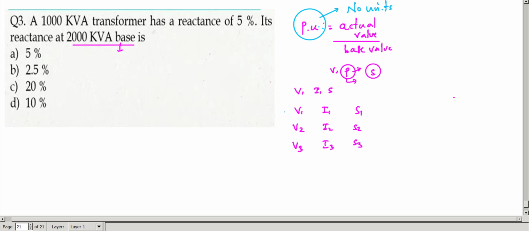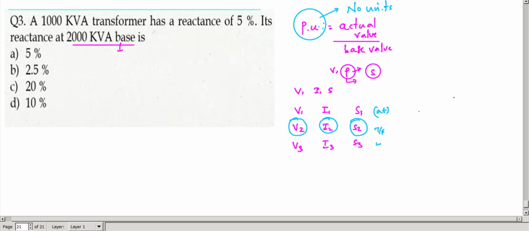Let me take the V2 rating, I2 and S2 as base values. That is what I am taking. This is an alternator rating, this is a transformer and this is a load. I am taking transformer values as base values. Base values are optional, you can choose anything. If the question mentions a base value, we have to take that.